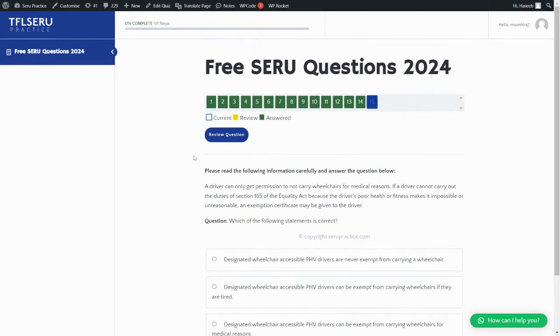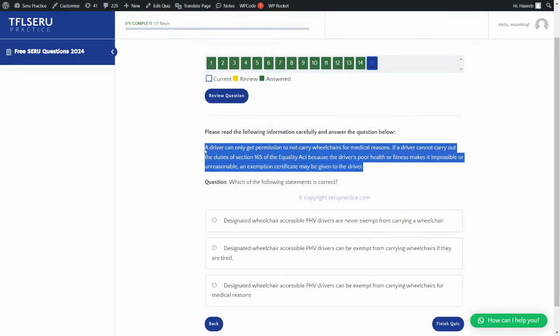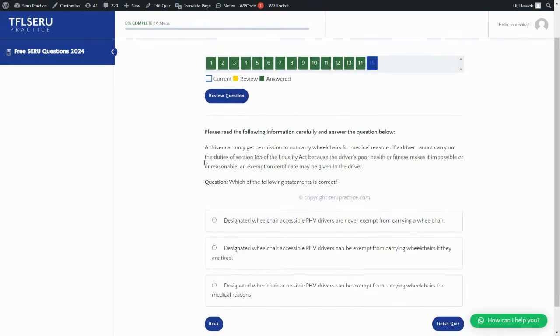This is an example of reading and understanding questions. So here the instruction says, please read the following information carefully and answer the question below. We have this small passage given. A driver can only get permission to not carry wheelchairs for medical reasons. If a driver cannot carry out the duties of Section 165 of the Equality Act because the driver's poor health or fitness makes it impossible or unreasonable, an exemption certificate may be given to the driver.